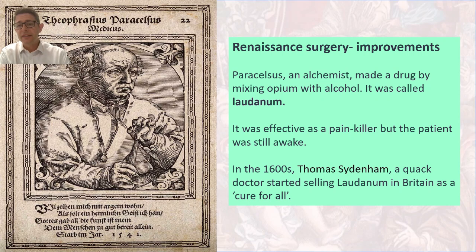So we could be aware of Paracelsus, an alchemist who made a drug mixing opium with alcohol called laudanum, and this could be used as a painkiller.